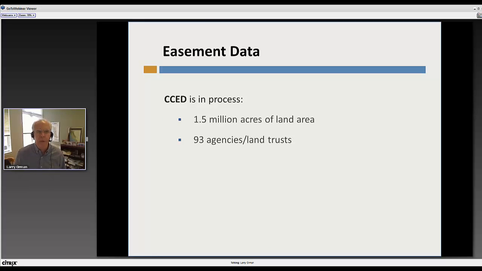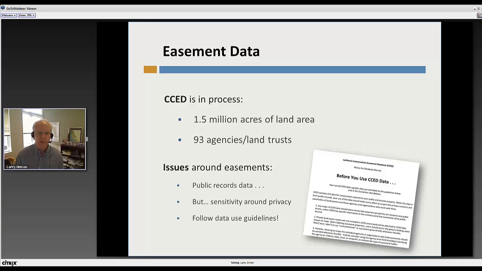The data that we're going to release probably next week for the first time will include about 1.5 million acres of land area by a little less than 100 agencies and land trusts. One of the things about easements is multiple easements can be held on the same property. So there's actually about 1.7 million acres in the new CCED, but only 1.5 million acres of footprint.